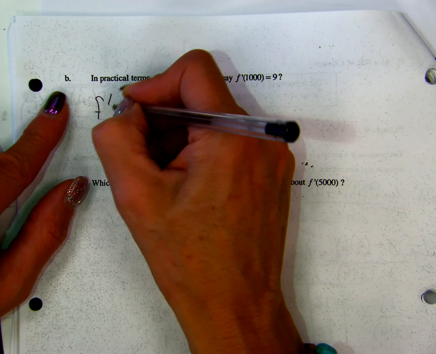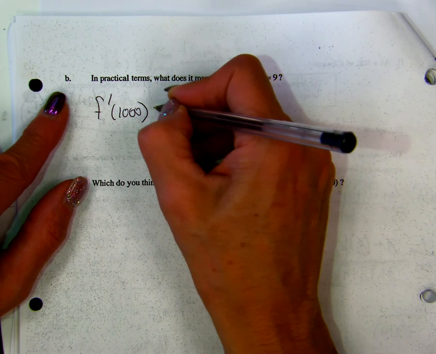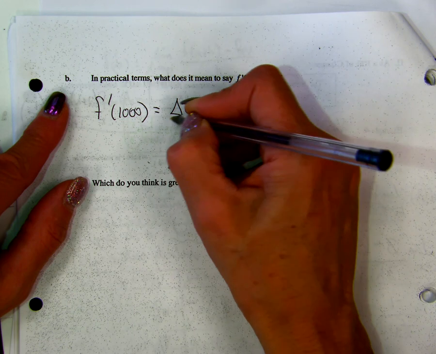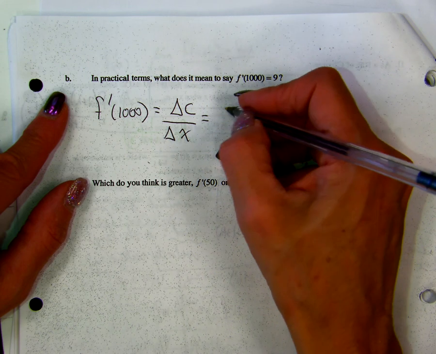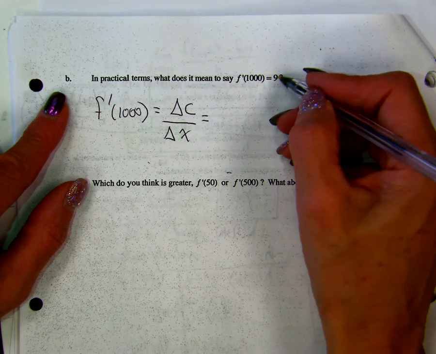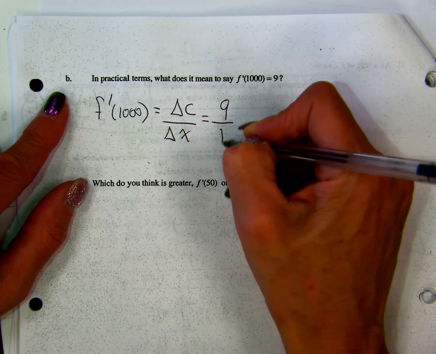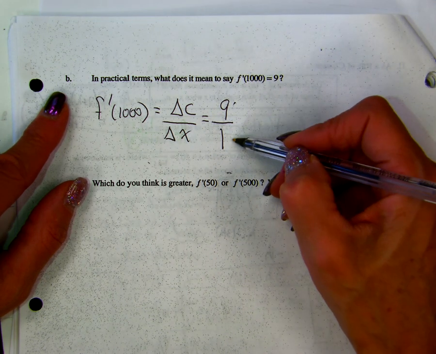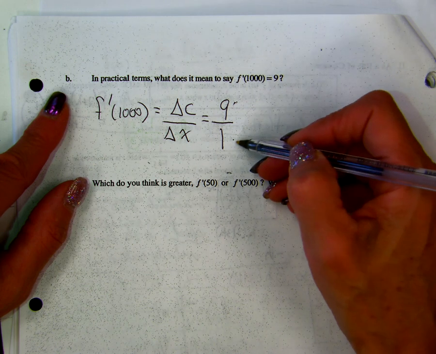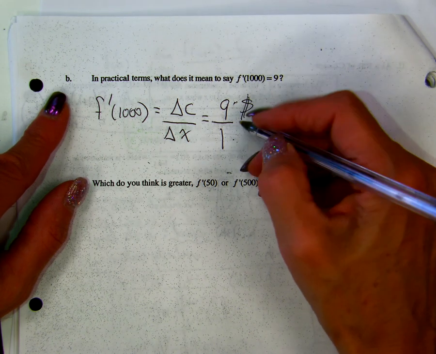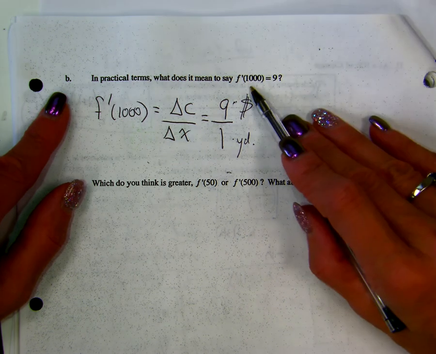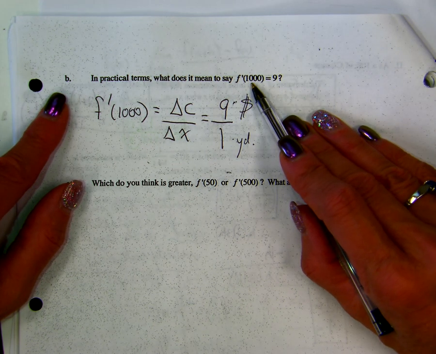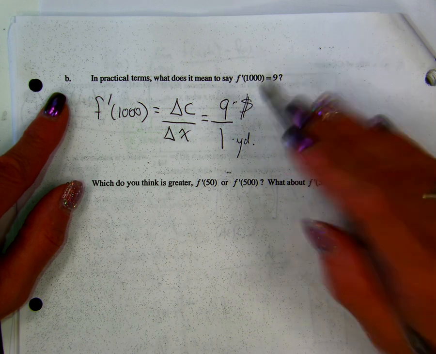Well, f prime at 1,000 means what is the change in the cost divided by the change in the yards when x is equal to 1,000. If the answer is 9, that means we've got 9 over 1, a rise of 9 for a run of 1. $9 more for 1 more yard. Which means if I'm a manufacturer and I want to make 1 more yard of fabric, at this point in my production level, it's going to cost me $9 more.